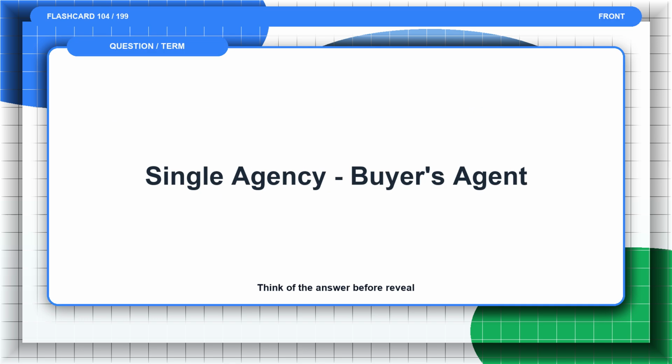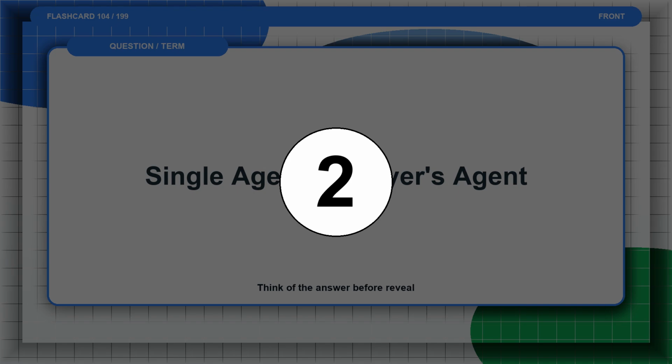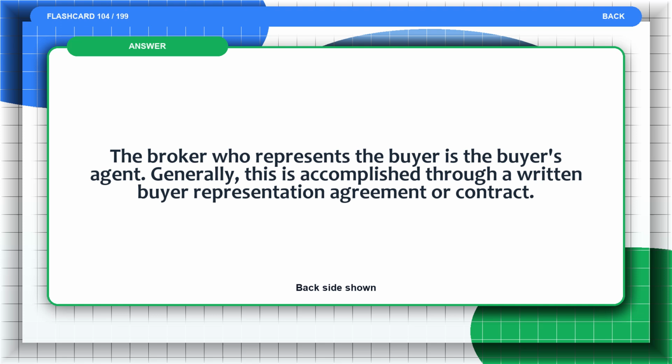Flashcard 104. Single agency buyer's agent. Pause and think of the answer before the reveal. The answer is the broker who represents the buyer is the buyer's agent. Generally, this is accomplished through a written buyer representation agreement or contract.